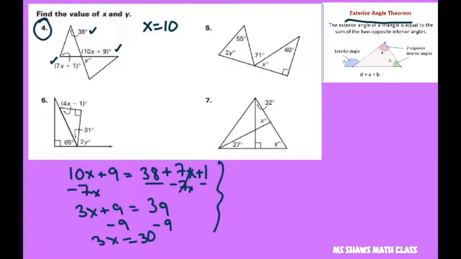Now I'm going to plug my x into this value so I can get this value. So 7 times 10 plus 1 equals 71 degrees. So this angle here is 71.